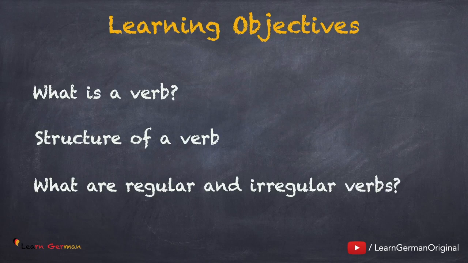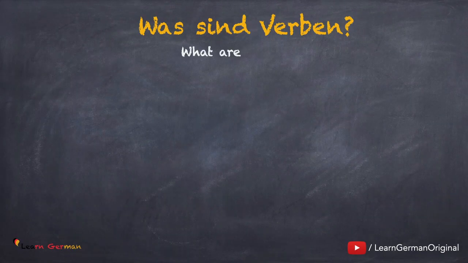Let's first go through the learning objectives of this lesson. We will first discuss what is a verb, followed by its structure. Finally, you will learn what are regular and what are irregular verbs. Coming to the first part. What is a verb? Was sind Verben?